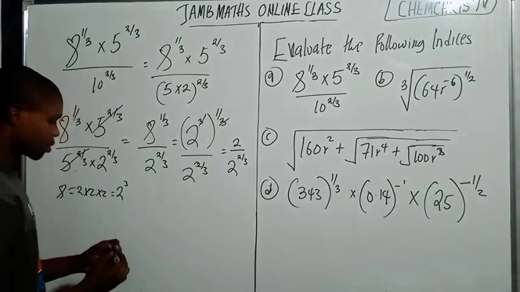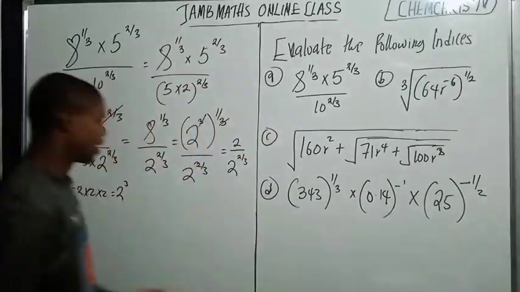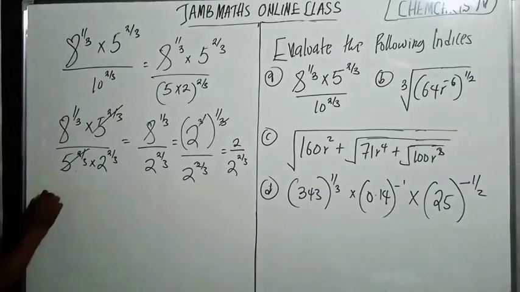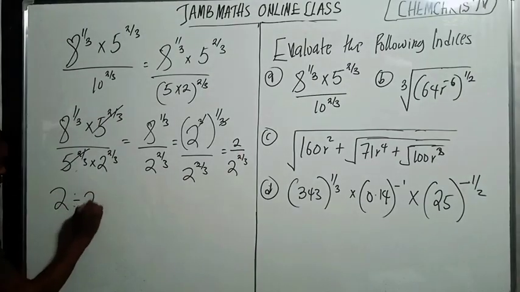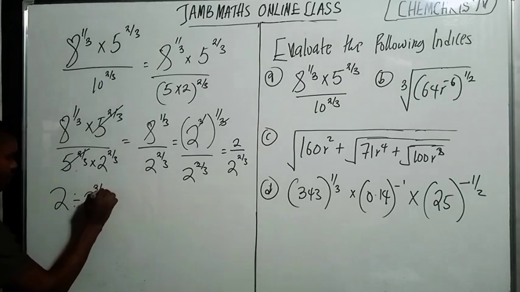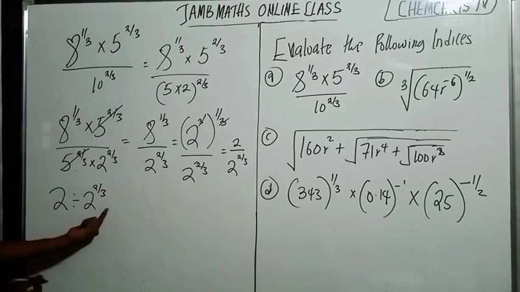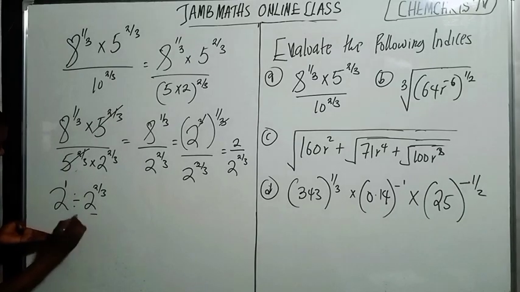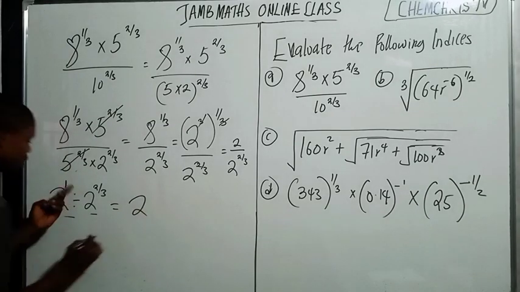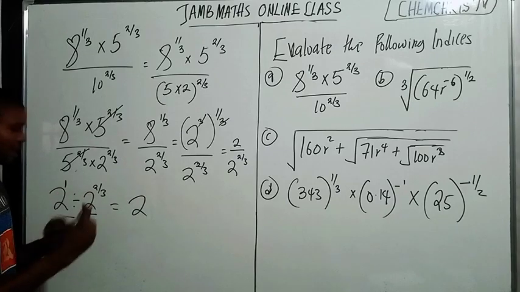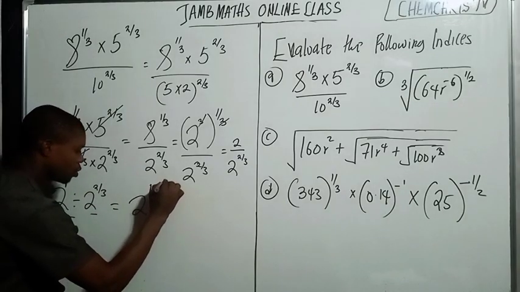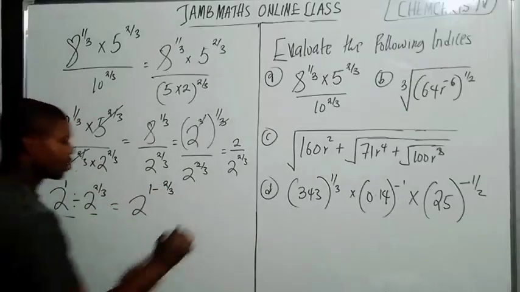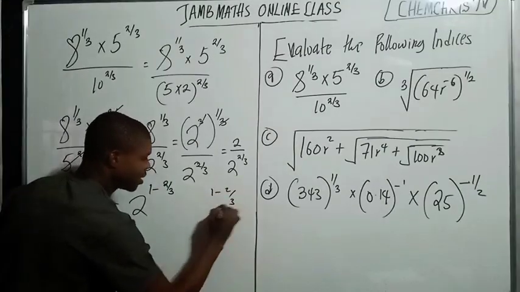Can you see that? Now this is the final stage. Remember this is division, so it will be 2 divided by 2 raised to 2 over 3. Now, what are you going to do here? Remember, the first 2 has power 1, so you take the common base, which is 2. Now remember, you're going to subtract the powers. So it will be 1 minus 2 over 3.